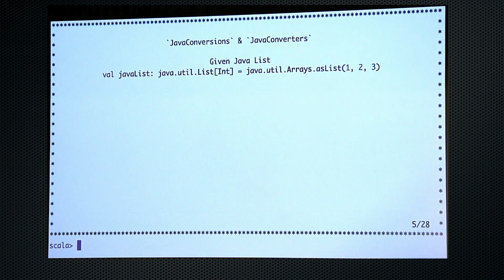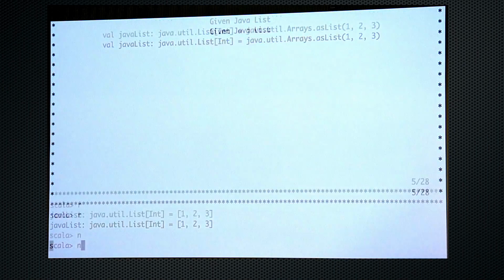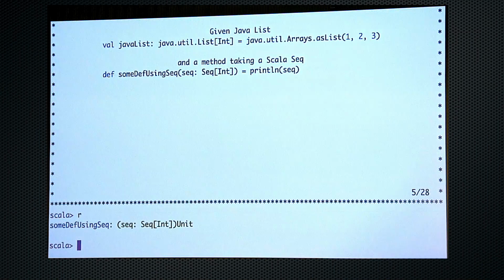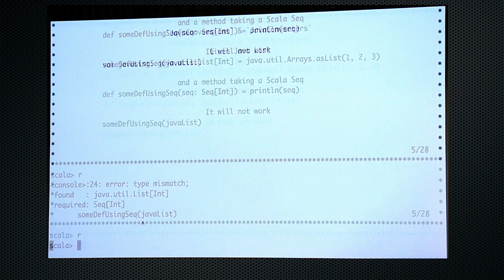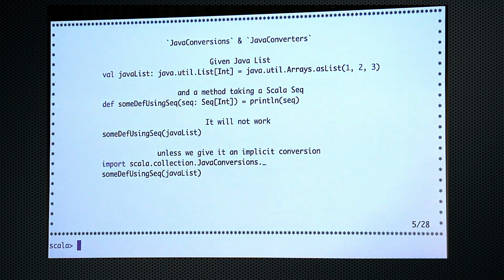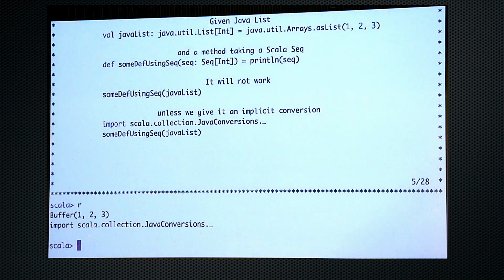You might have seen something about Java conversions and Java converters. Well, a use case for this would be, for example, if you have a Java list, but you have a Scala method which takes a Scala collection type instead of a Java collection type. So we define this. Now we want to call it on the Java list, and this doesn't work. Well, you already see the pattern here. We can use an implicit conversion. But in this case, the standard library actually contains some conversions for you, which I imported here with the wildcard import scala.collection.JavaConversions._. And now we can actually run it.